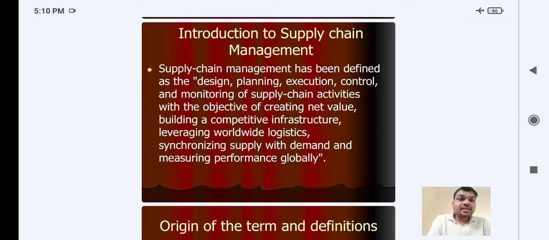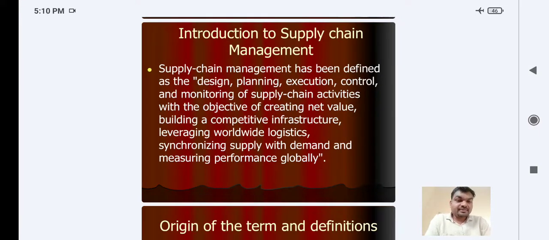Supply chain management has been defined as the design, planning, execution, control and monitoring of supply chain activity with the objective of creating new value, building competitive infrastructure, leveraging worldwide logistics, synchronizing supply with demand and measuring performance globally. So in that we will go into a brief discussion of this supply chain management.